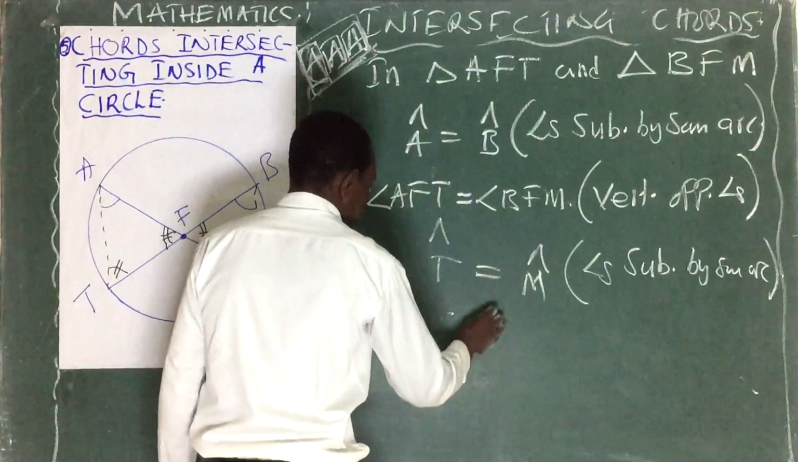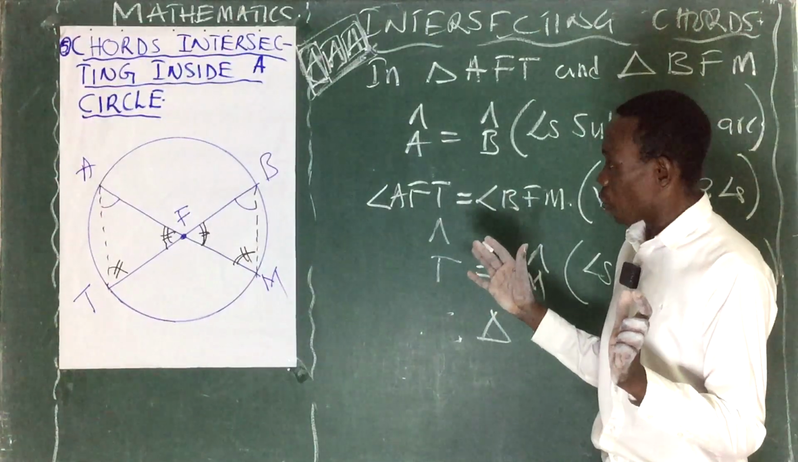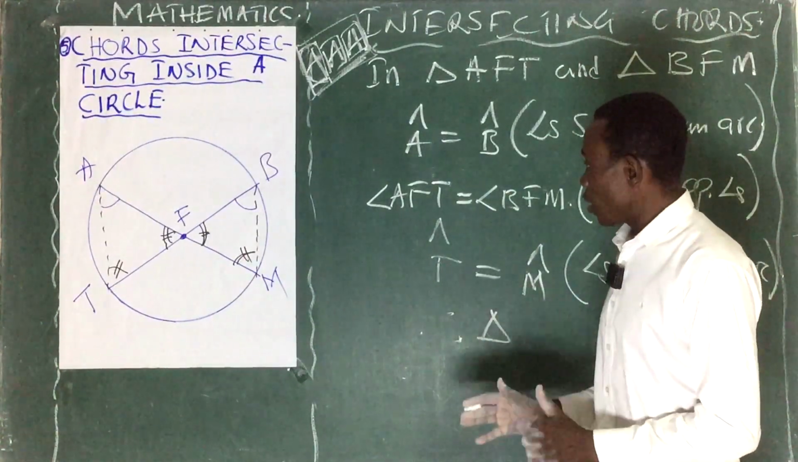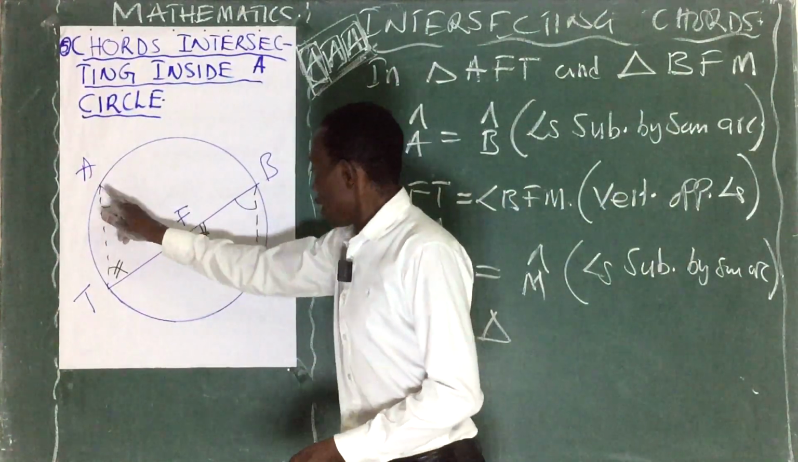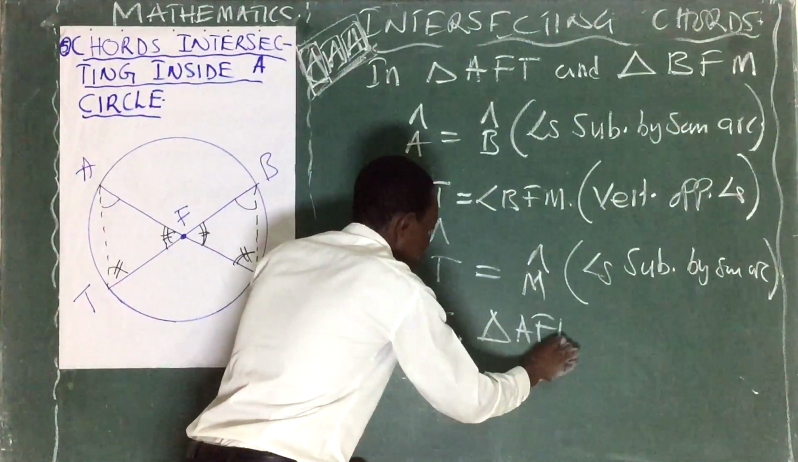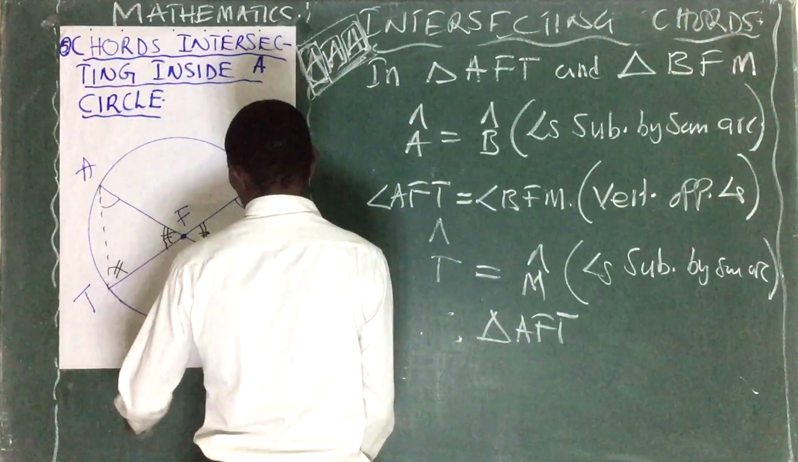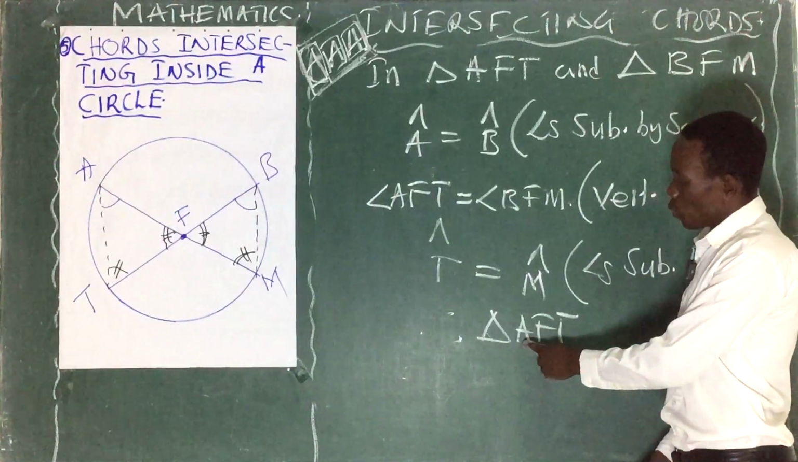Then therefore, triangle, now you go by the letters of the corresponding angles. If I describe the first triangle as AFT, I also have to follow the same order of letters that say which angle is equal to A.